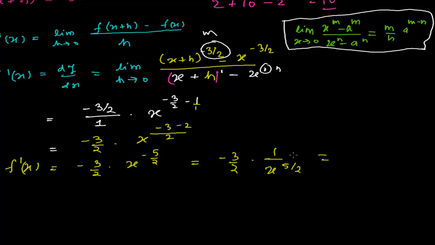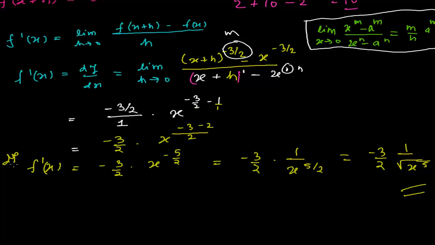And if you want to go further, then it will be minus 3 by 2 times 1 upon root x to the power 5. So whatever you like, you can do by any method. So this is the derivative, or you can simply write dy by dx also. So we get the derivative.